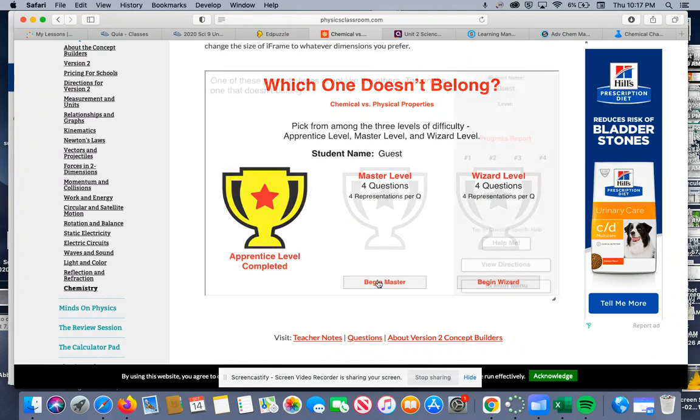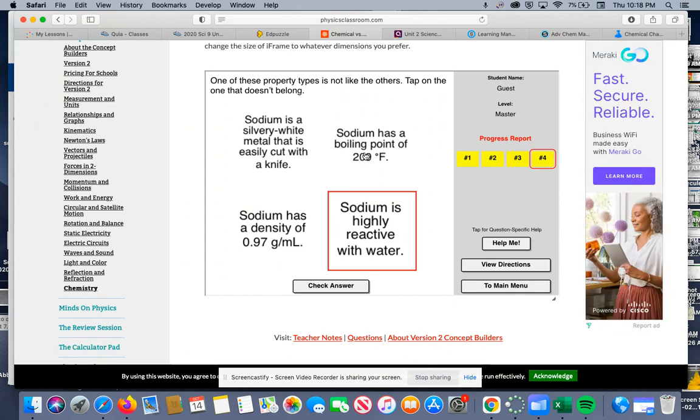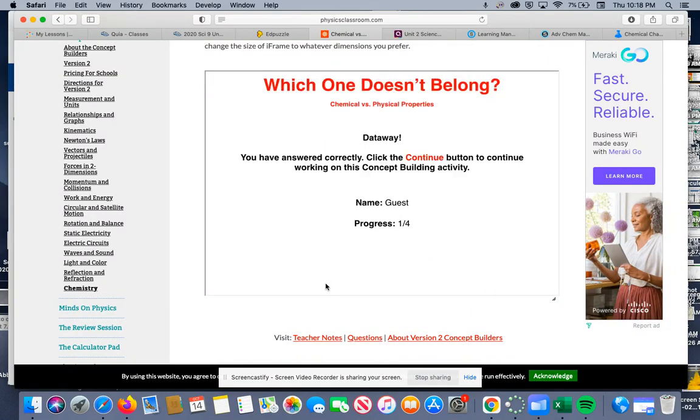All right, let's go to the master level. So I'm going to talk a little bit less now. One of these property types is not like the other. Tap on the one that doesn't belong. Sodium is a silvery white metal that can easily be cut with a knife. Sodium has a boiling point of 209 degrees Fahrenheit. Sodium has a density of 0.97 grams per milliliters. And sodium is highly reactive with water. So take a second and think to yourself, which of these do you think does not belong? Okay, I'm going here. This is a physical property. This is a physical property. This is a physical property. Reactivity is an example of a chemical property, the only one that does not belong.